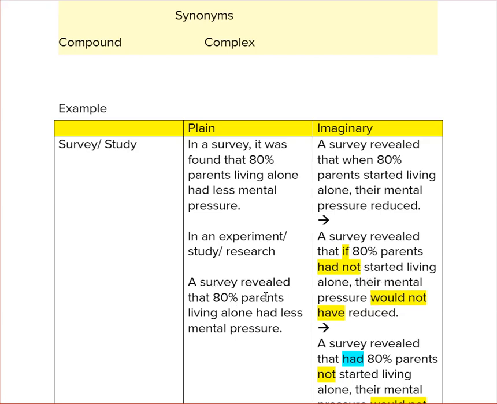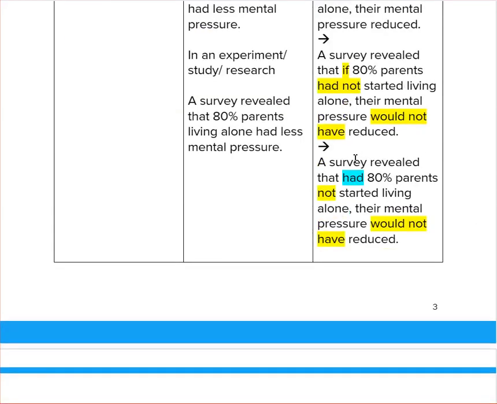A survey revealed that 80% living alone had less mental pressure. And you can also write this one: a survey revealed that had 80%. You can just remove if and move had to the if side: had 80% not started living alone, their mental pressure would not have reduced.